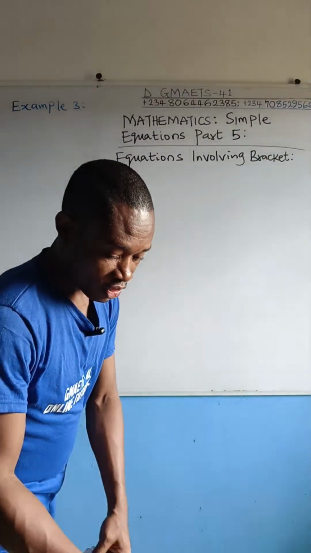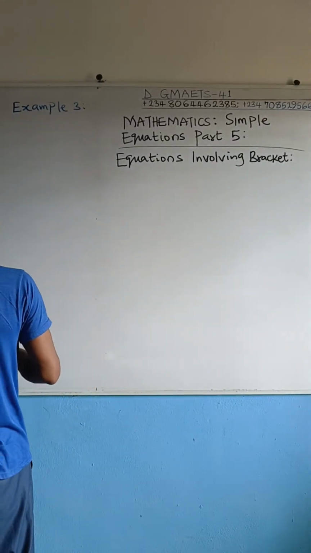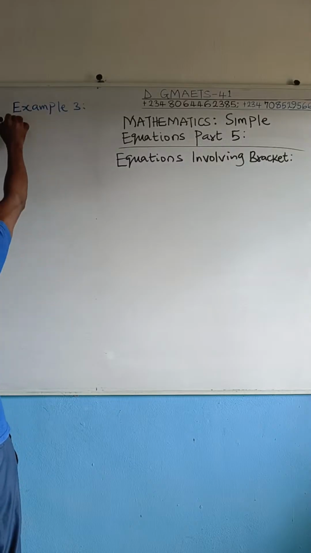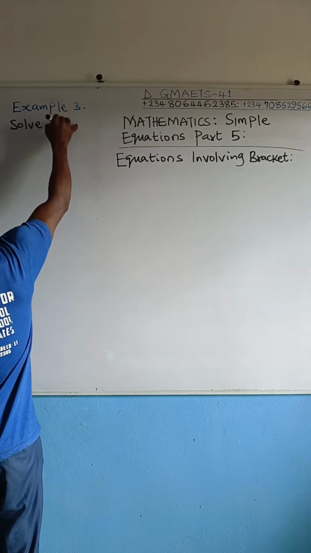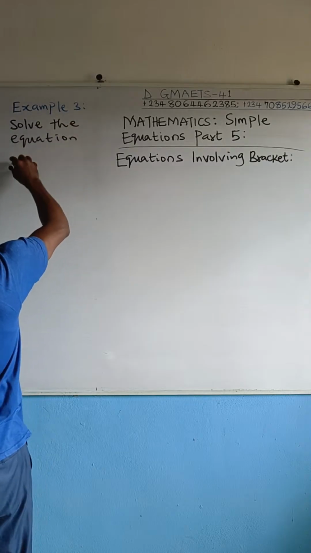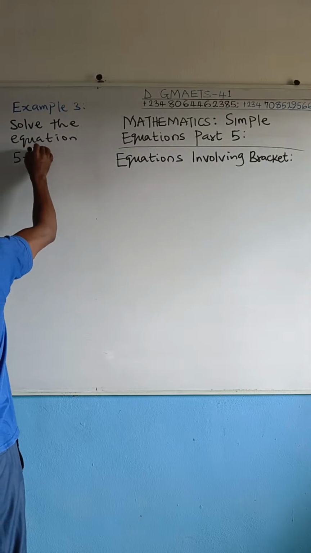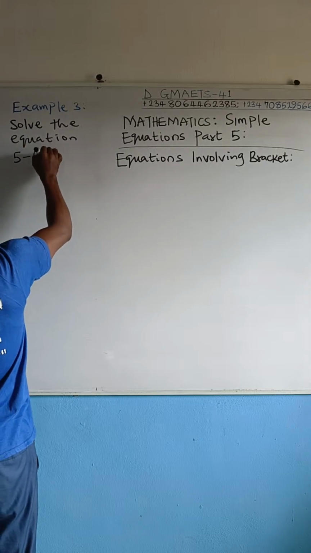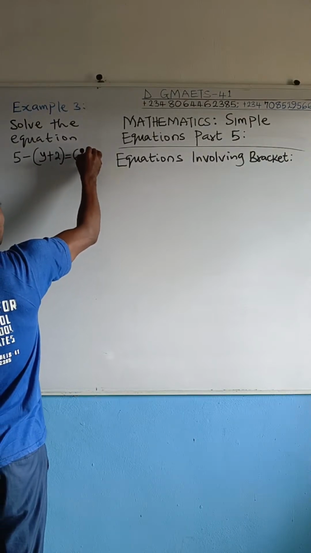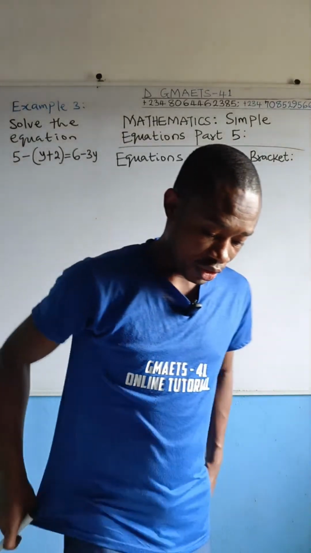Example 3, we have this question. Solve the equation. So the equation is 5 minus open brackets y plus 2 close brackets equal to 6 minus 3y. We have to solve this equation.